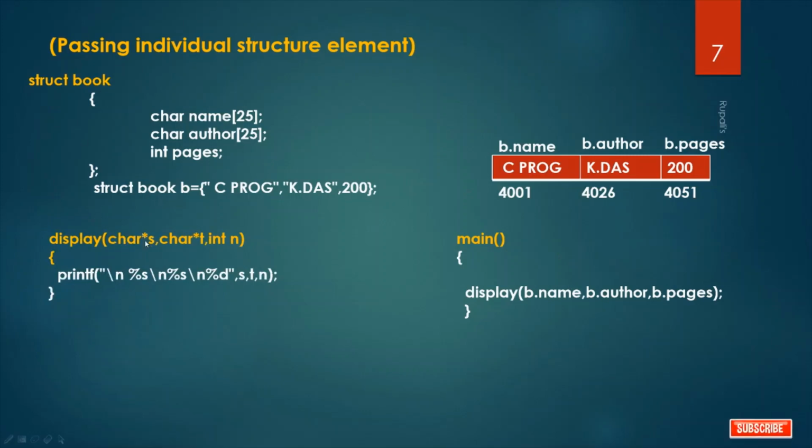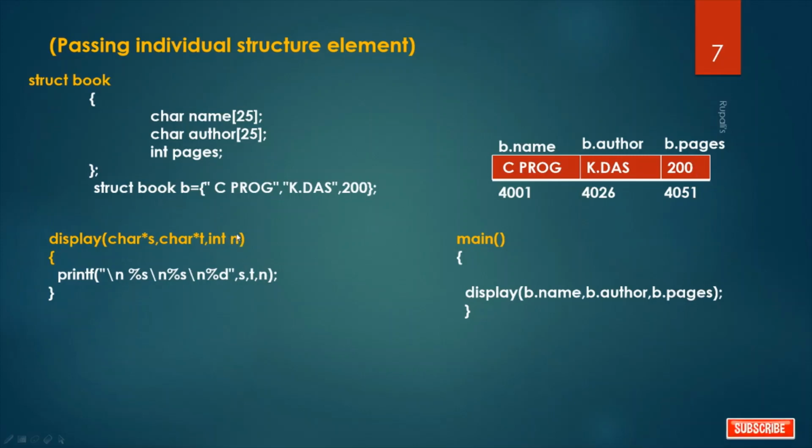So here the parameters should be char star s, char star t and int n. Char star s means what? s can hold an address of a character. I am passing the base address of the array name. So it is 4001. So what is the value of s now? 4001. Char star t means what? t can hold an address of a character. So here I am passing the base address of author. It is 4026. So the value of t is 4026, and int n means here I am passing the value. Value means 200.